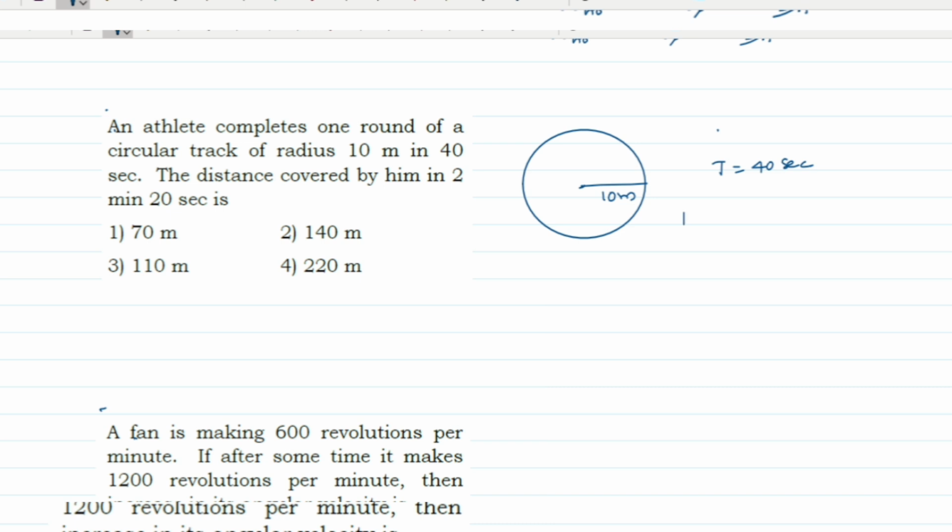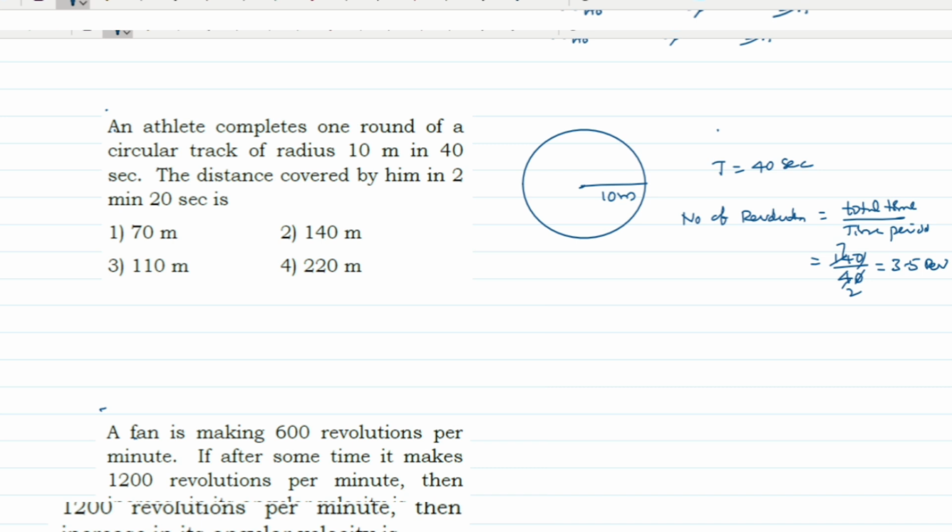Number of revolutions you can write as total time by time period. Total time is 2 minutes 20 seconds, that is 60 plus 60, 120 plus 20, 140 by the time period, 40. Seven 2s are 14, so we will be getting 7 by 2, in the sense 3.5 revolutions he is going to complete.